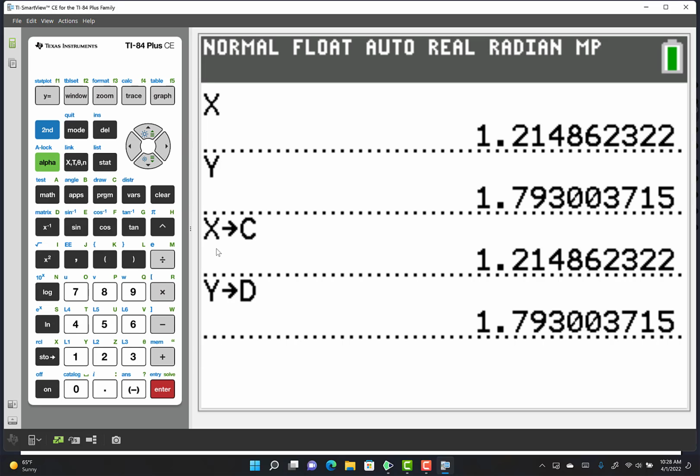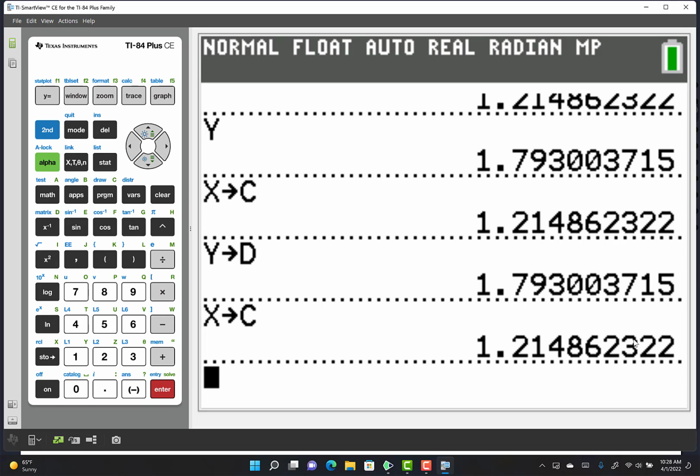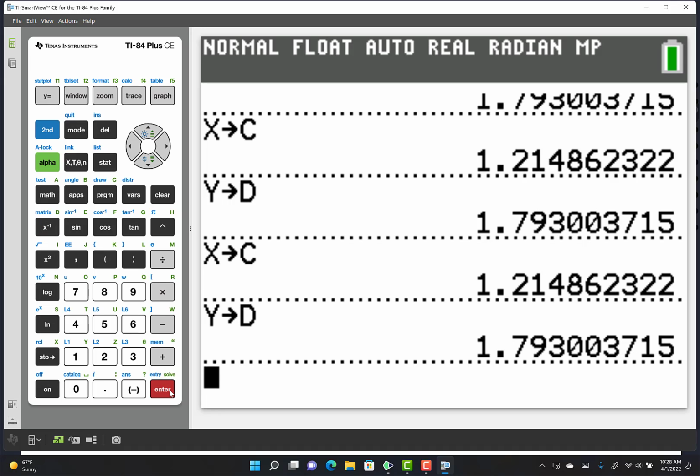Yeah, which one? Both? Okay, so you just go X, push the store button, and go alpha C, and then push enter, and it should be 1.21. And then to show the Y, you got to push alpha first, alpha Y, push the store button, and then go alpha D, enter. Where's the C? The C is where the program button is at, under the stat.